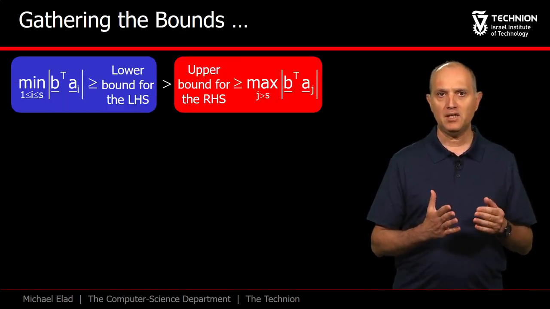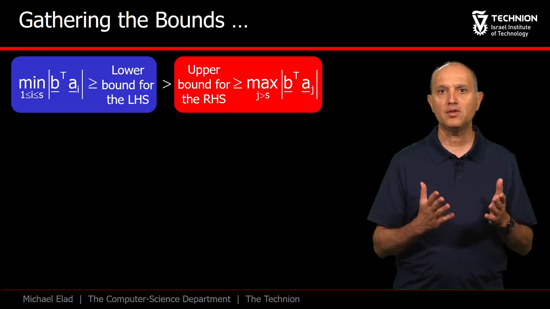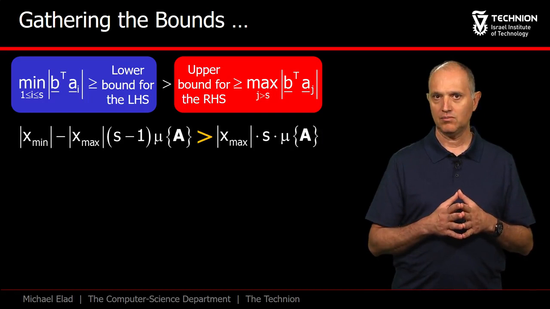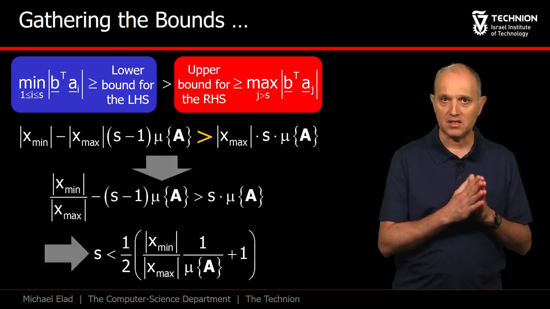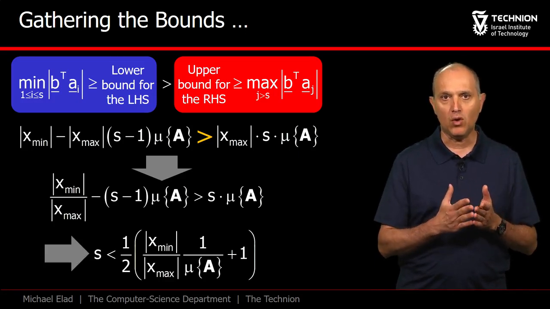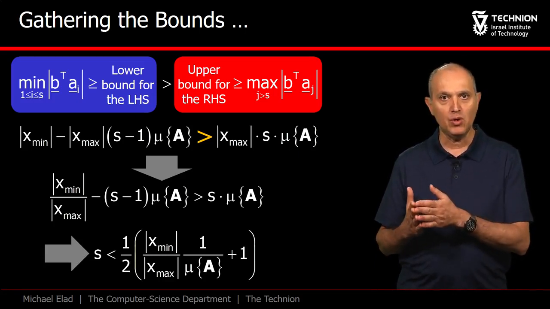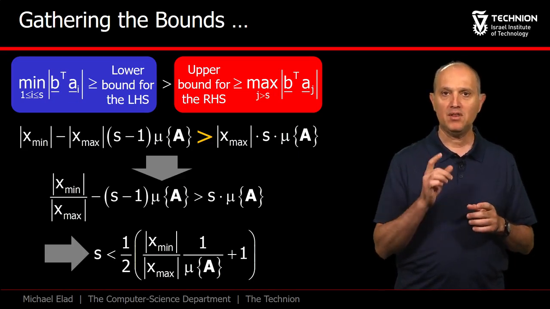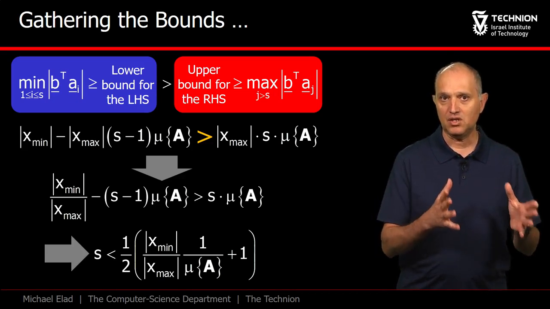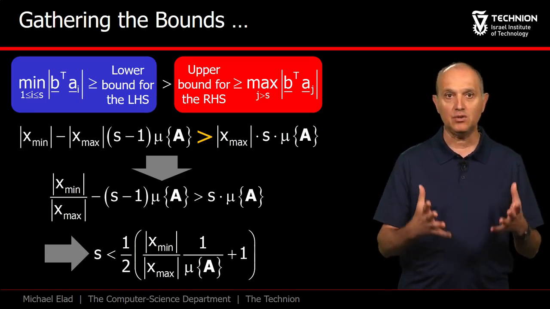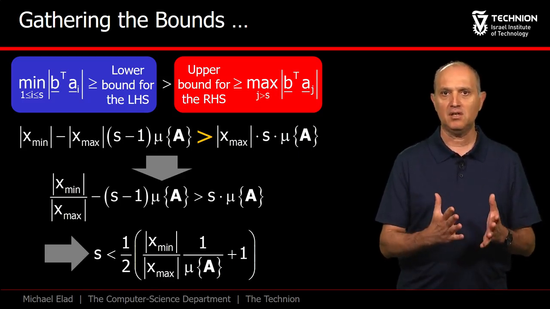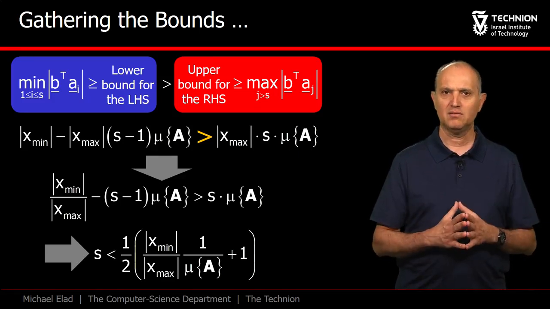The final stage in our analysis of the thresholding algorithm is to compare the two bounds and get a condition on S for this method's success. Here is what we got. Dividing by x max, we get this, which can be further simplified to lead to this condition on S. It should be smaller than 1/2 of 1 plus 1 over mu times the ratio between the minimal and the maximal values in x. The good news is that this is it. Under this condition, the thresholding algorithm is guaranteed to thrive. The bad news is that this condition has a new ingredient in it that seems to weaken the overall result.